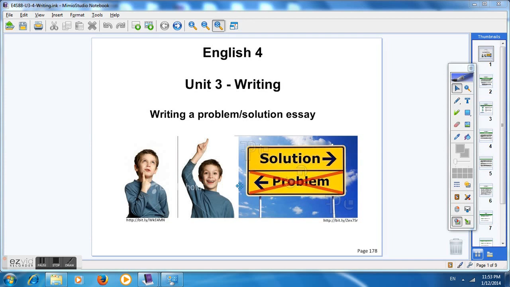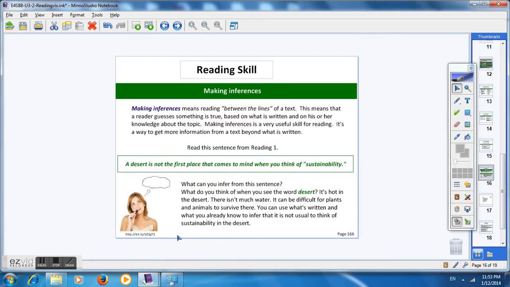today. But before the lesson proper, if you can remember, we have like 3 pages left when we have the reading practice, reading 1. So could you please go back to page 166, reading skill. Okay, reading skill, making inferences.